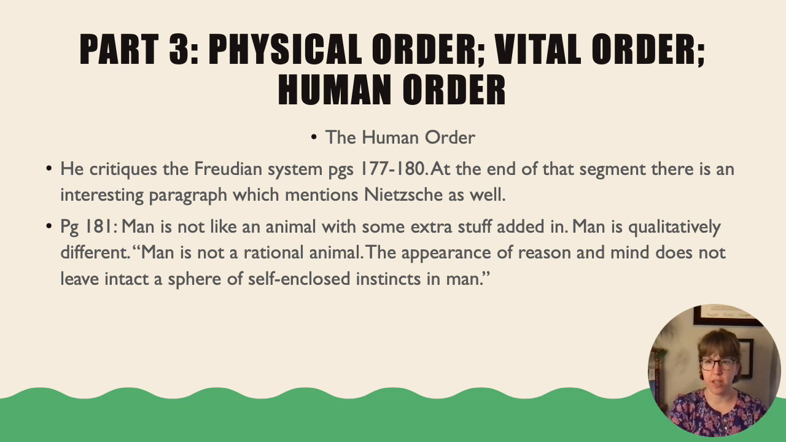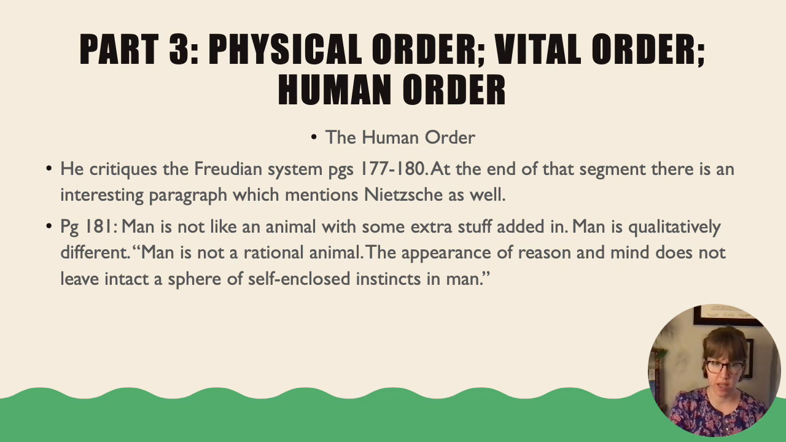Okay, so there's just not enough time or knowledge on my part to adequately cover everything in this chapter. The next few pages, from 177 in my edition through 180, he critiques what he calls the Freudian system. He also sprinkles in some really interesting questions. He mentions Nietzsche towards the end on page 180. Very interesting stuff that I just don't have time to cover today. So now we're nearing the end of part 3, in the last few pages here.